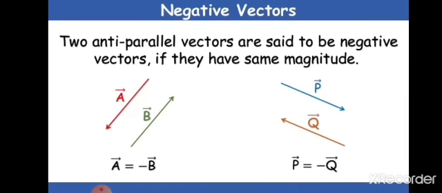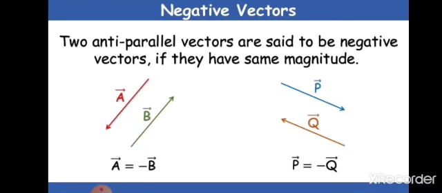Now let us study negative vectors. Two anti-parallel vectors are said to be negative vectors if they have the same magnitude. So negative vectors means two vectors having equal magnitude, that is equal length, but opposite direction. One vector is the negative vector of the other. So one is in the opposite direction. The two anti-parallel vectors are said to be negative vectors if they have the same magnitude.